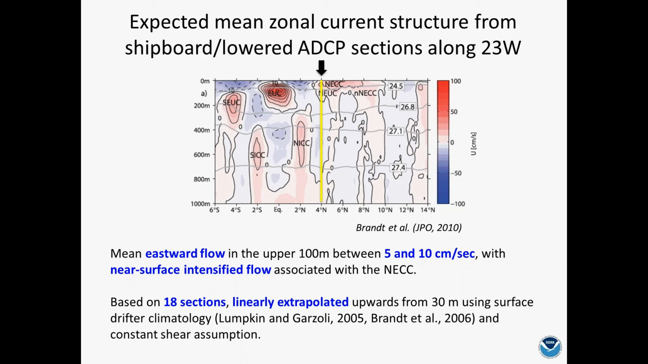However, this is based on 18 sections. So as I said, there's aliasing concerns. And because it's shipboard ADCP data and there's nothing in the upper 30 meters, you have to linearly extrapolate upwards from the surface using the surface drifter climatology. And to do that, you need to make an assumption that the vertical shear in the upper 30 meters is constant in time and space.